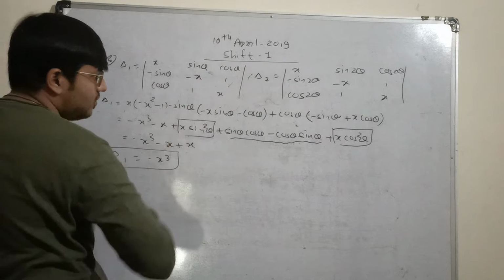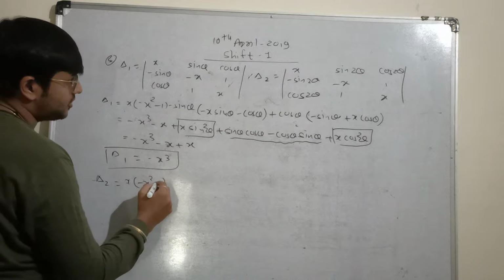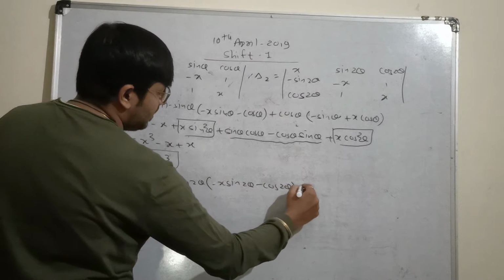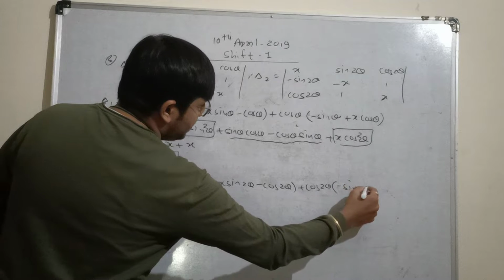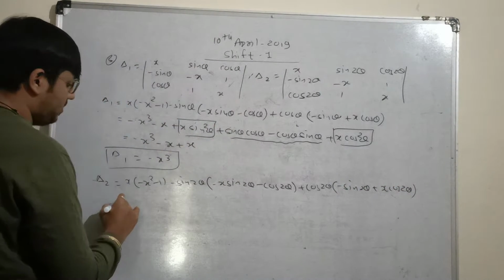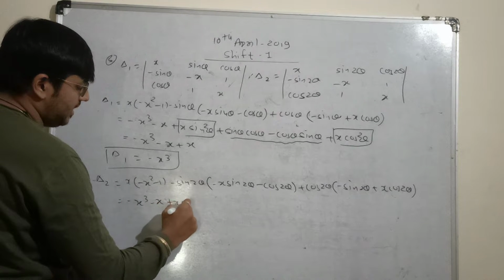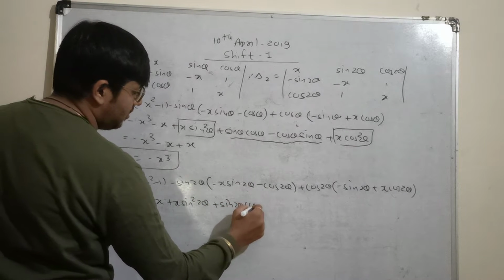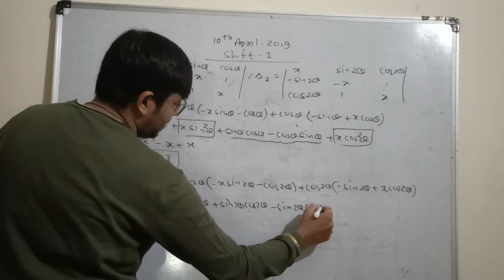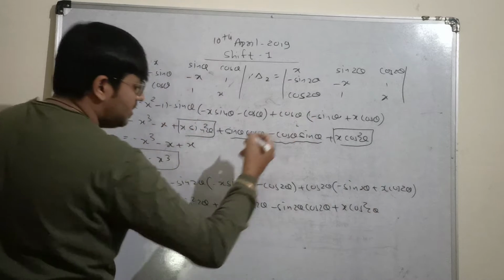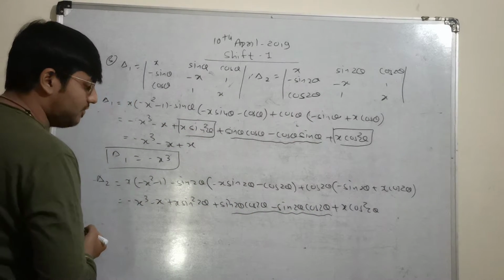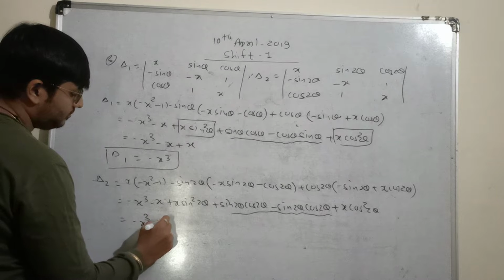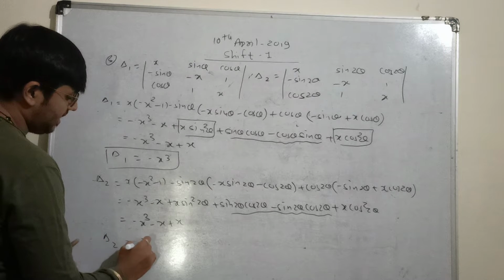Now if I give the expansion for delta 2, it will be x into minus x square minus 1 minus sin 2 theta with minus x sin 2 theta minus cos 2 theta and plus cos 2 theta with minus sin 2 theta plus x cos 2 theta. So it's minus x cube minus x plus x sin square 2 theta minus minus plus sin 2 theta cos 2 theta minus sin 2 theta cos 2 theta and plus x cos square 2 theta. Similar to delta 1, you can find that sin 2 theta cos 2 theta is cancelled from both sides, from plus and minus sign. X sin square plus x cos square, I'll take x common, so I'll get plus x, and delta 2 is again answer minus x cube.